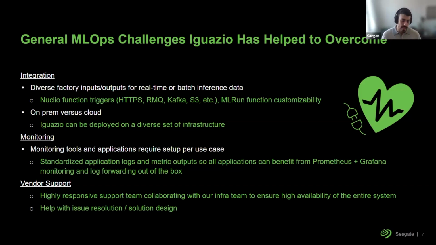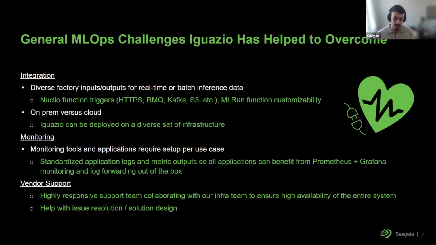I already mentioned on-prem versus cloud. The other big one is monitoring. Monitoring is a huge one where there's a lot of bespoke monitoring that might get set up per use case or per application, depending on where it's deployed, depending on the infrastructure available and the logging available and the metrics that you can get from the particular infrastructure that you're deployed on. And what Iguazio allows us is to standardize the application logs and the metric outputs, so that everything can benefit from Prometheus and Grafana monitoring, and you get the log forwarding out of the box to your preferred log management vendor. So that's been super helpful as well and very underrated.